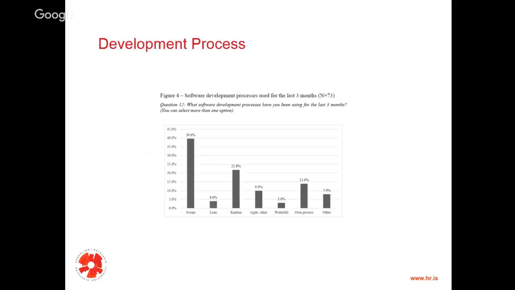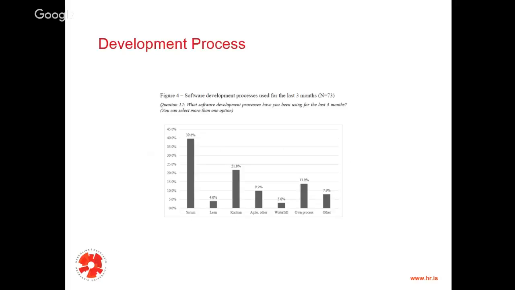The software development processes that are used by these people are very much agile. So we have 40% using Scrum, more than 20% using Kanban, and 4% using Lean. So there we have 65%, and then 10% using other agile methods than Kanban or Scrum. So you're up to 75% of people in the Icelandic software industry using agile.